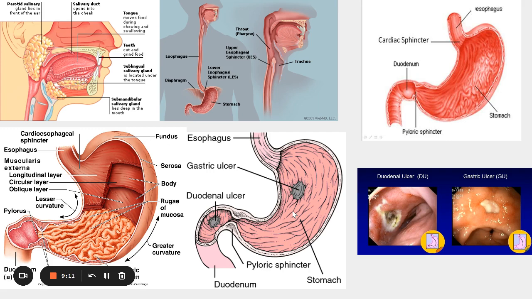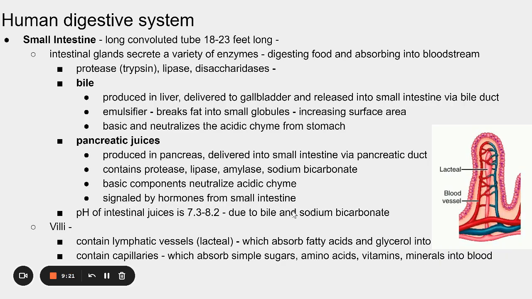It's got lots of ridges in it. It's muscly and it kind of mushes up all the food. You could see that here too. From your stomach, food moves into the small intestine. It's small because it's narrower, but it's really long actually. It's 20 feet long.